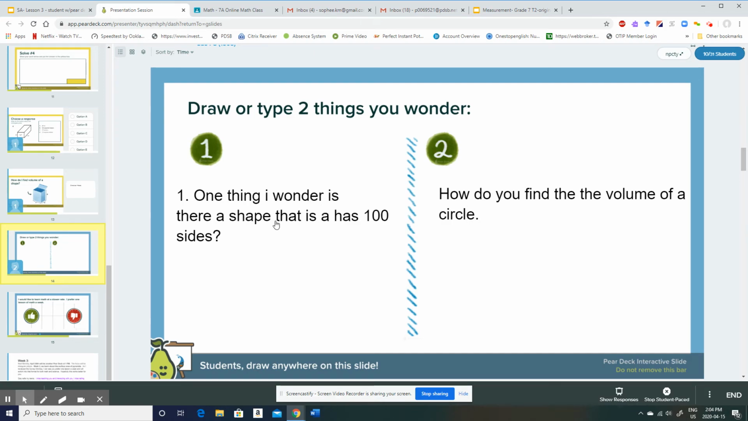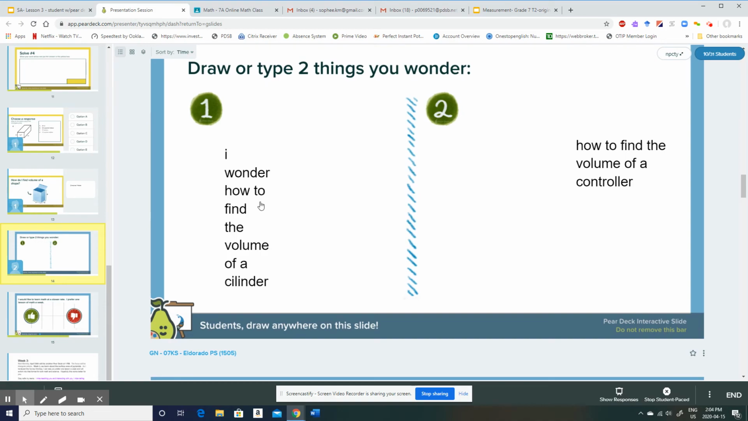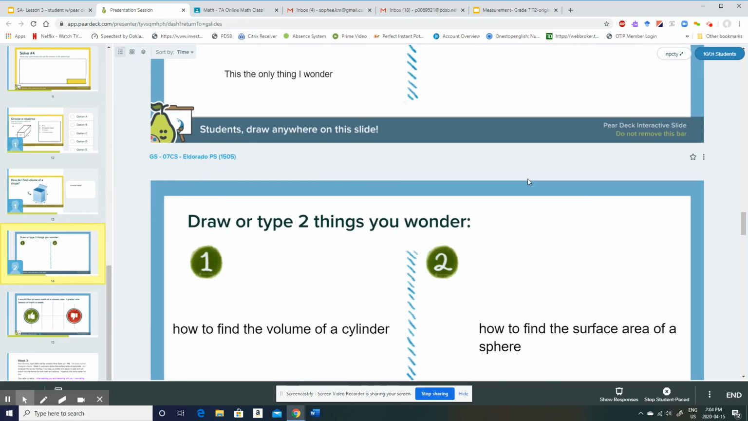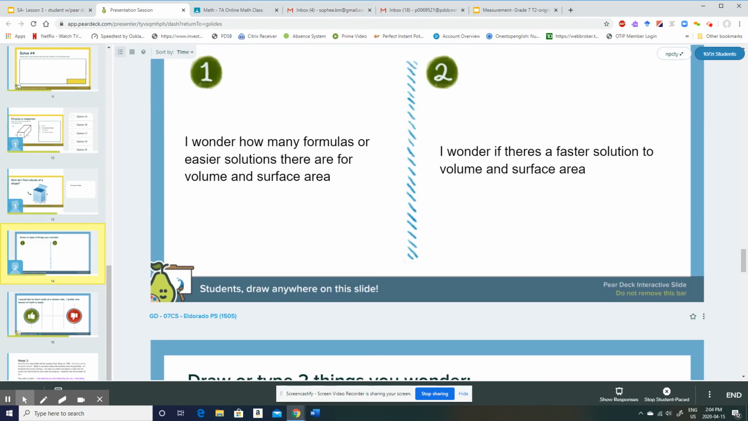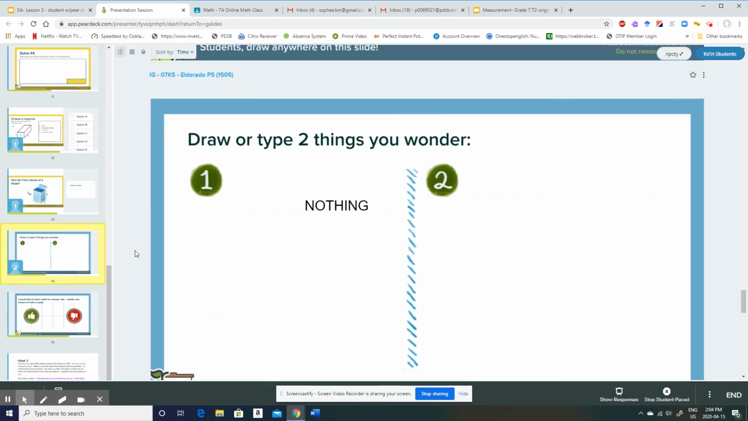One thing I wonder is, is there a shape that has 100 sides? Probably. You could probably research that one. I wonder how to find the volume of a cylinder. Good question. Lots of good questions, guys. Definitely things that some we will probably look into, some we probably will not.